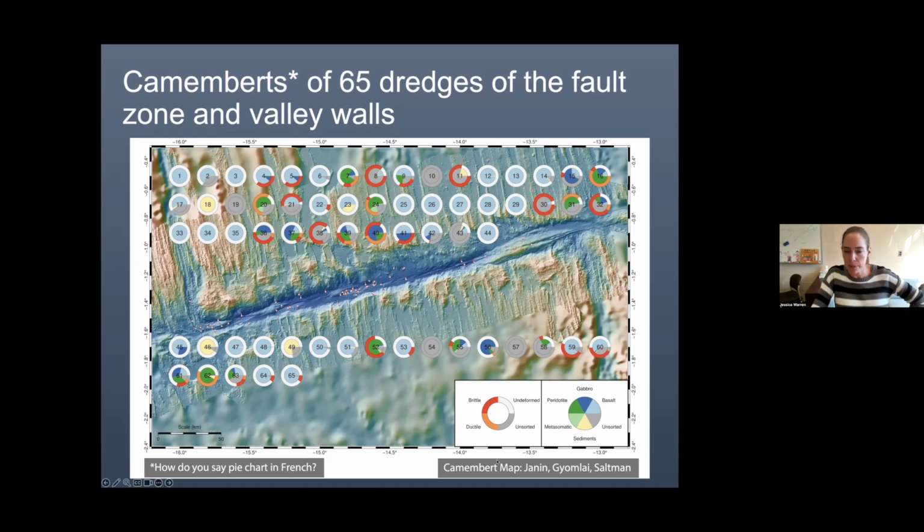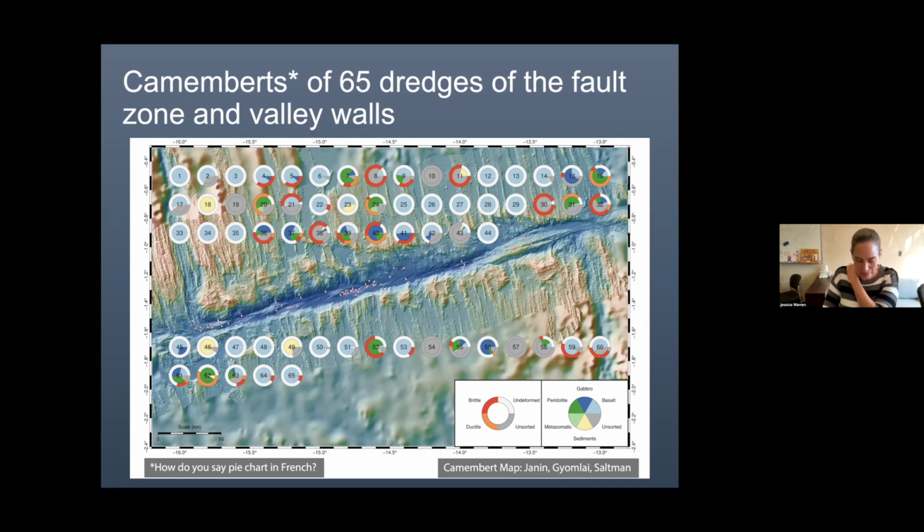This is a really beautiful map that Alex, Janine, Tomas Guillaume and Evan Saltman put together, taking all of the statistics from the dredges in terms of lithology as well as what is deformed. So these are the 65 dredges. We all learned some French on the cruise thanks to our French participants, which is that camembert is the French word for pie chart. So these are the camemberts that they put together from the dredge statistics. You can see from the red, we have a bunch of brittlely deformed stuff. From the orange, there's also ductilely deformed stuff. This is a lot of rock to go through.